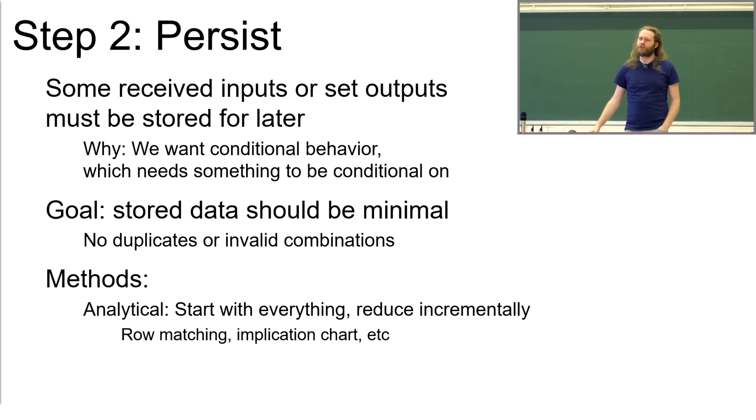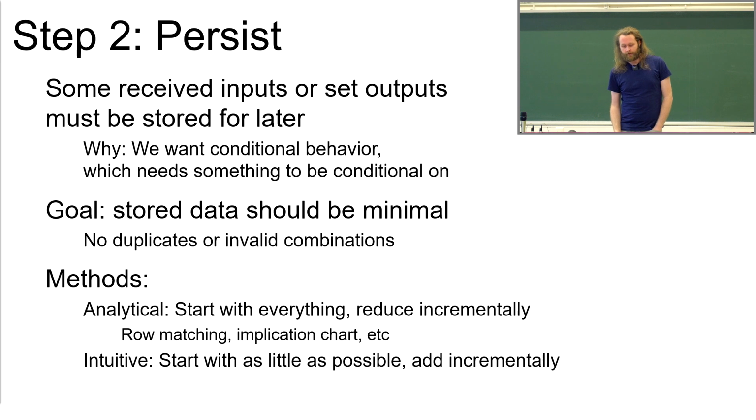So I'm sure you've done this in some kind of digital electronics design course. You've probably seen implication charts and row matching and all of that good stuff. These are analytical methods that exist to reduce the state space of a state machine. I'm going to get back to why I think these are a bad idea. They're a good idea, but they're also a bad idea.